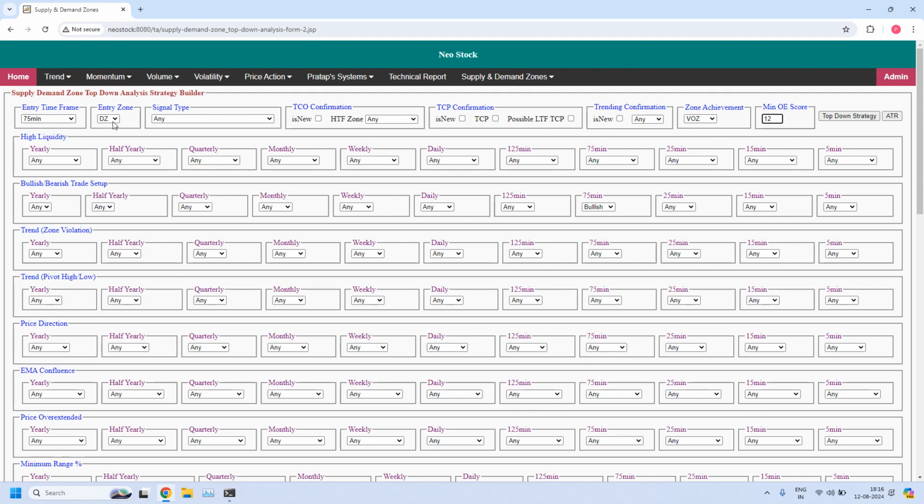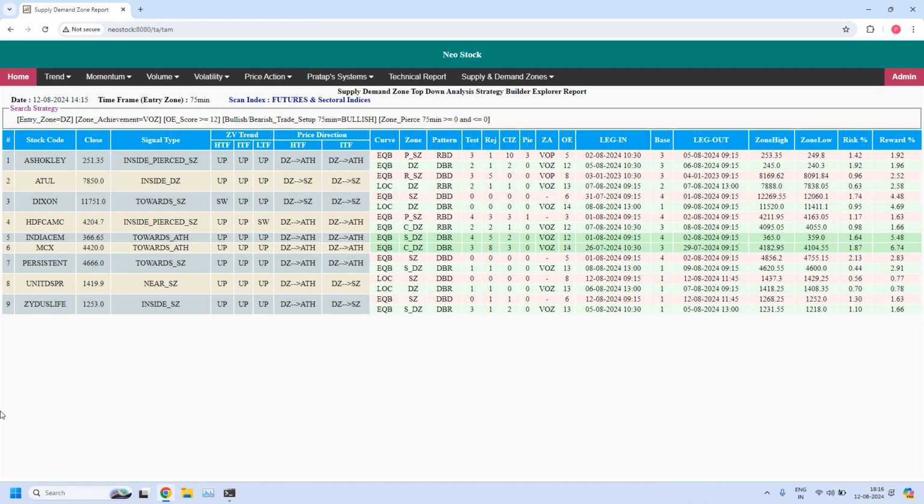The filters are applied to the 75 minutes demand zone. Now 9 stocks are filtered. These 9 stocks are supporting bullish trade setup for weekly income trade. That is, entry time frame is 75 minutes.